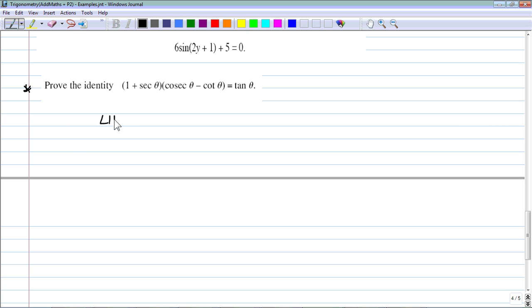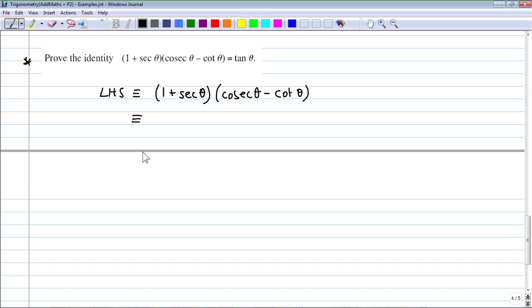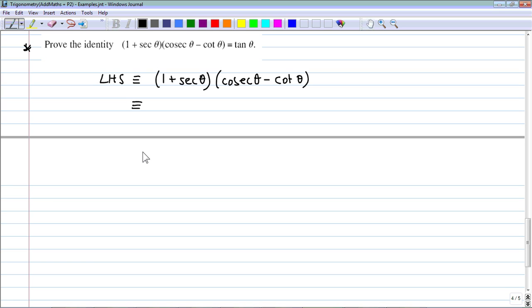What we've got is something of the form left-hand side is identically equal to right-hand side, and the best way usually to prove these is to start from the left-hand side, because the left-hand side is more complicated. So the left-hand side, let's write it out: (1 plus sec theta) times (cosec theta minus cot theta). And all I'm going to do is keep changing it step by step in a simple way until the right-hand side appears.